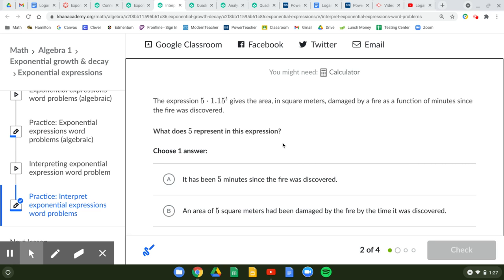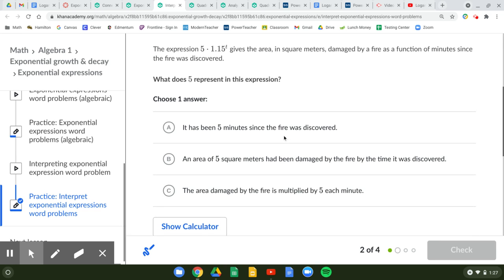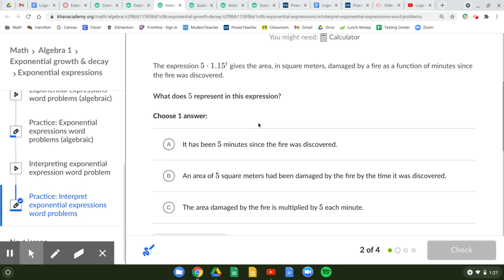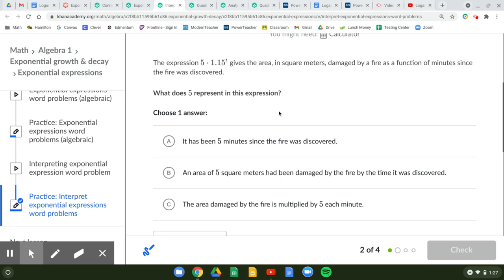Hello again, everybody. So I'm going to run through a couple of the Khan Academy sections that you had for this chapter and try to help you understand them a little bit better.